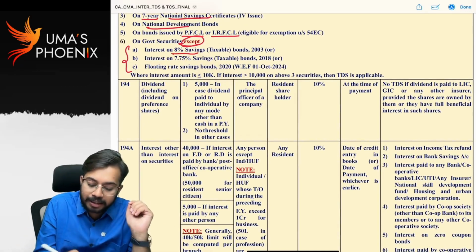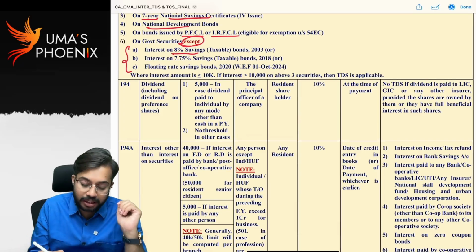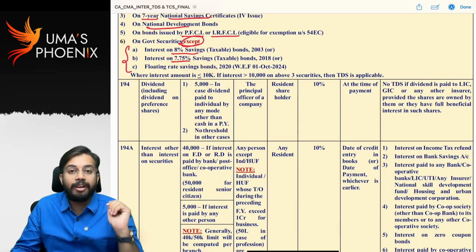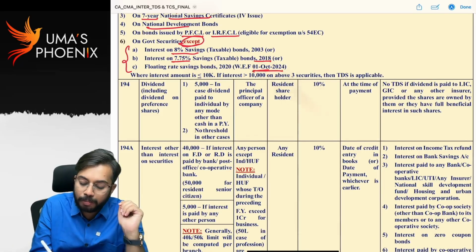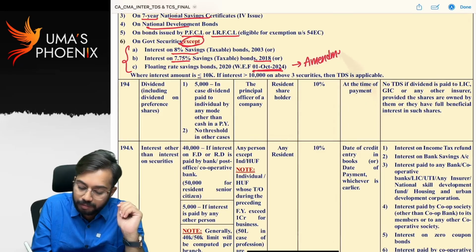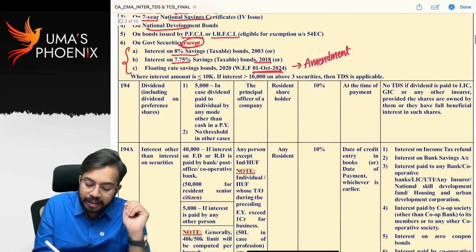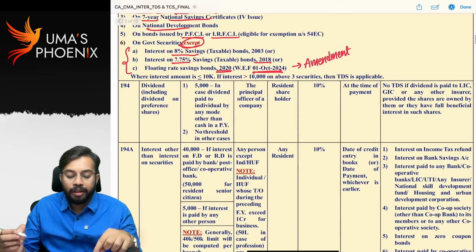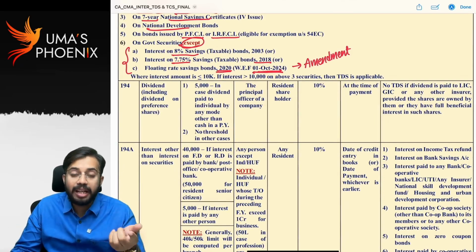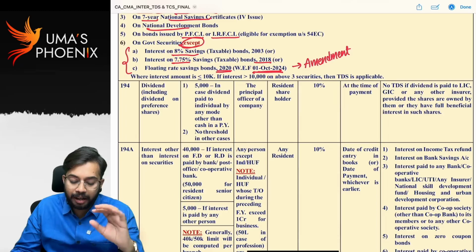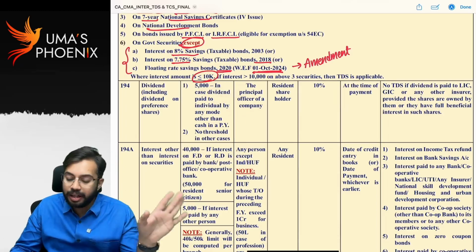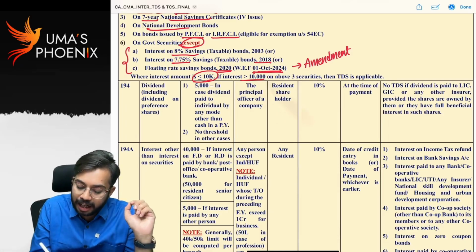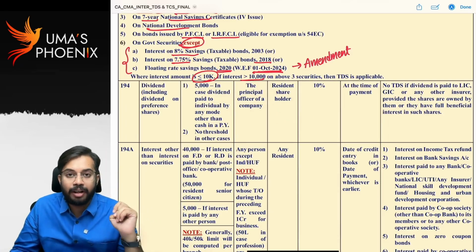Interest on 8% savings taxable bonds 2003, or interest on 7.75% savings taxable bonds 2018 with effect from 1st October 2024. This is a new amendment. Floating rate savings bonds 2020. On these bonds, if any interest is paid, TDS is required to be deducted. But if the interest amount is less than or equal to 10,000, no TDS is required. If interest is greater than 10,000, then TDS is required to be deducted.